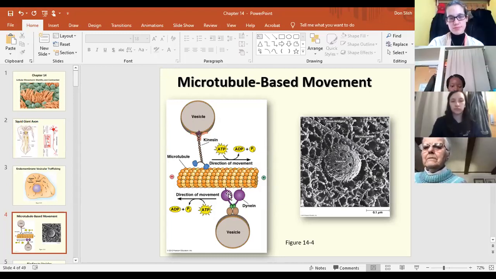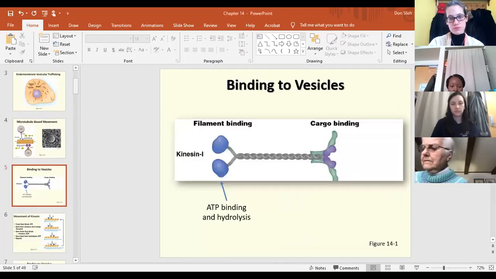Okay, where do I go from here? Okay, let's see, tracks, different parts of the cell. Okay. Okay, so this is the structure.